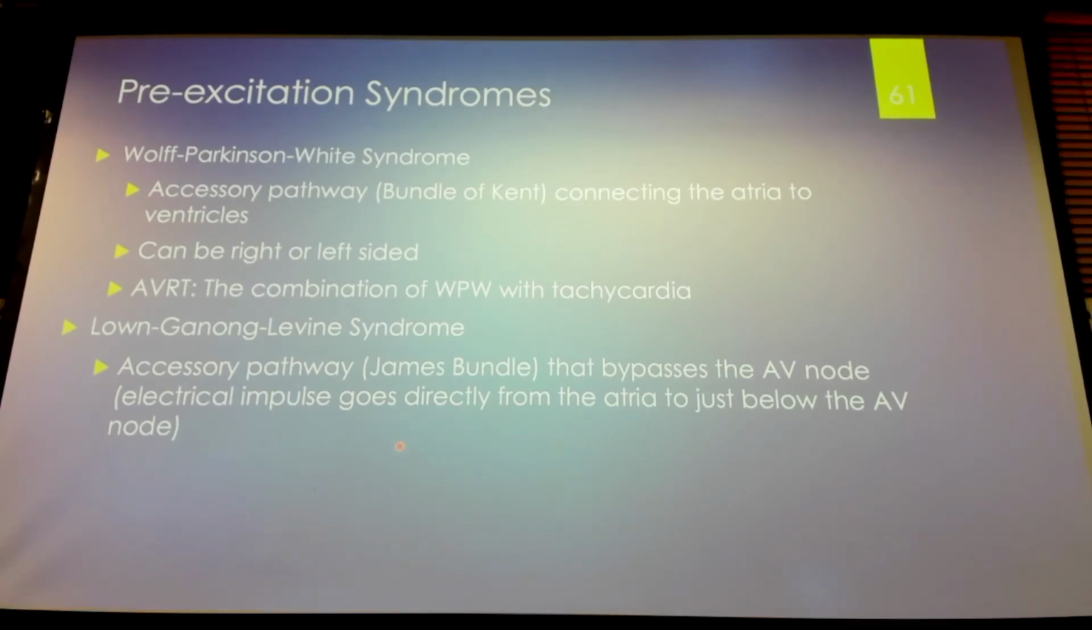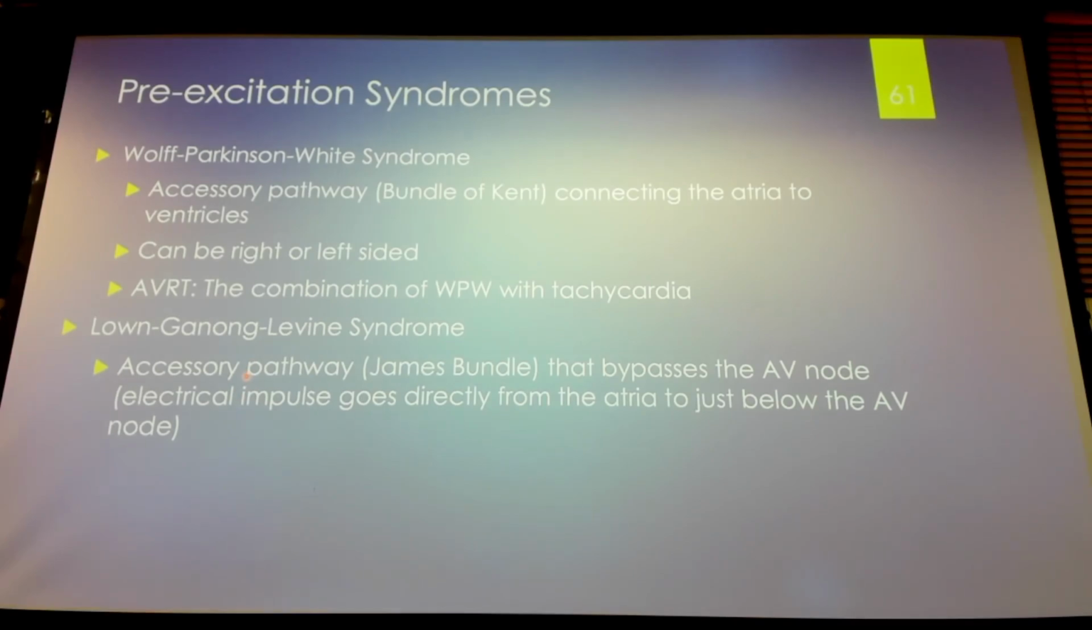AVNRT. Because AVRT, Wolff-Parkinson-White, is not all that common in general. But again, if it's associated with a tachycardia, we get a lot more concern because these patients can have really high rates in the 200 to 300, mid-300s even. Okay? And then low gain on Levine, it's an accessory pathway of the internodal pathway.